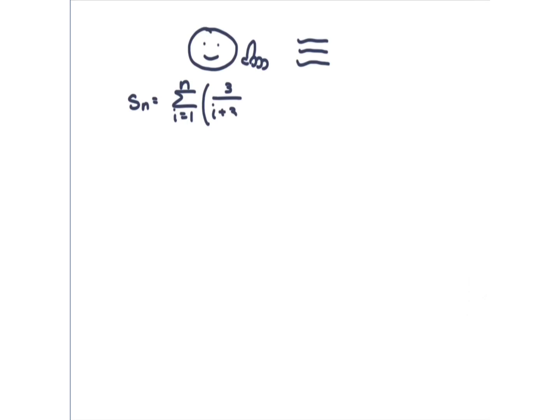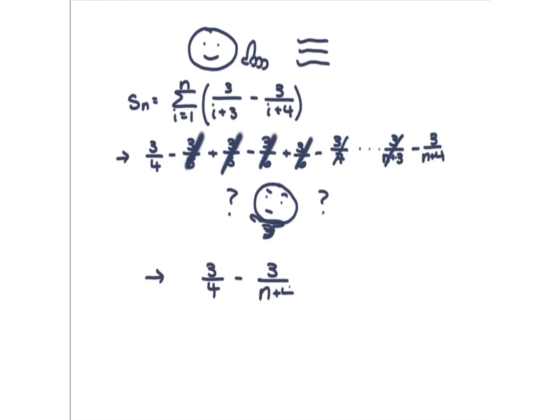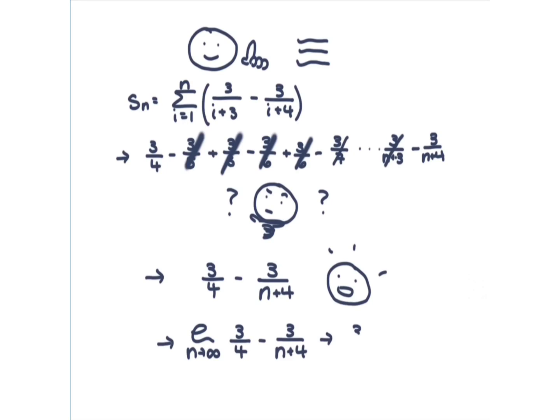Well, we can write everything out. What will that give us? Well, we have a list of fractions. What do we do with this? Oh, we can cancel things out using the telescoping series method. So our final answer becomes 3/4. Nice, so it's convergent.